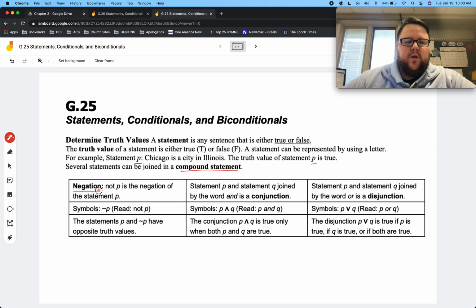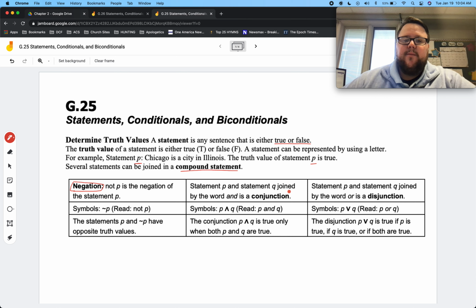One of the things we want to look at today is negation. Not P is the negation of the statement P. So if we were given statement P, Chicago is a city in Illinois, not P would be Chicago is not a city in Illinois. The way we write that is the squiggly line P, not P. The statements P and not P have opposite truth values. Mr. Chaz is wearing green. That's false. Mr. Chaz is not wearing green would be true.